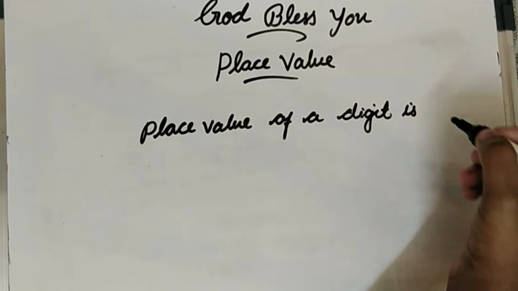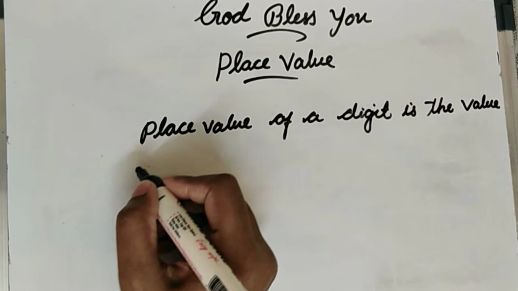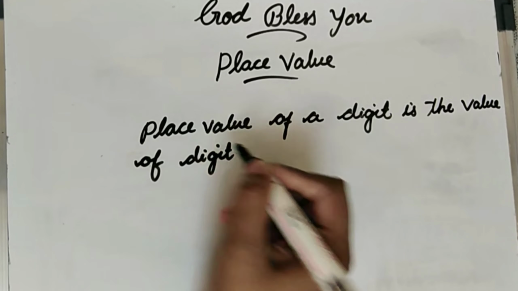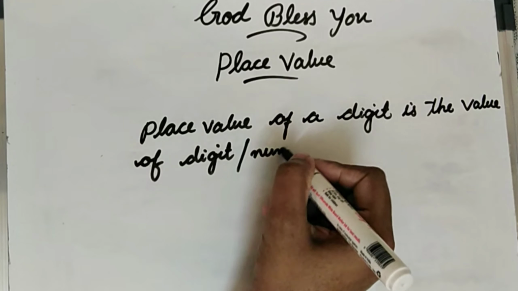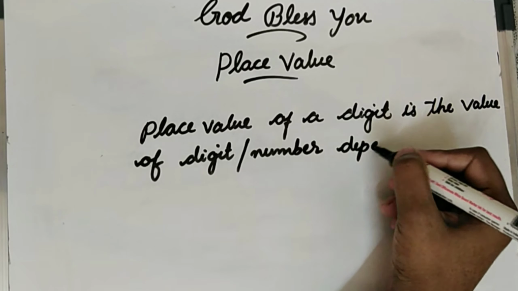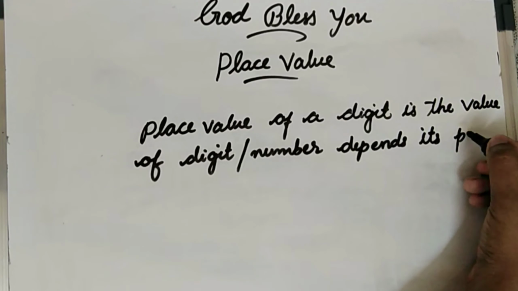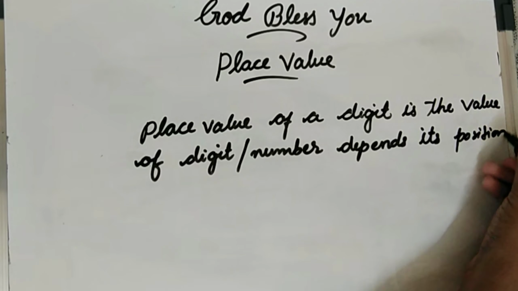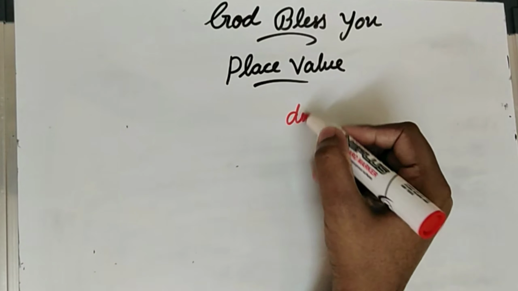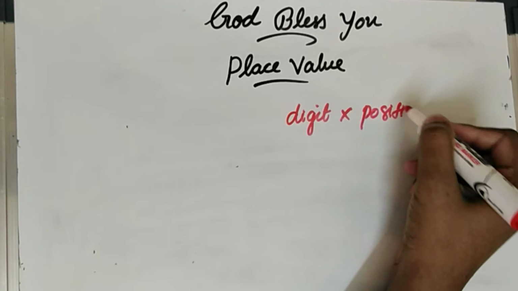Place value of a digit is the value of the digit or number, which depends on its position. For finding the place value, digit multiplied with position will give the place value.